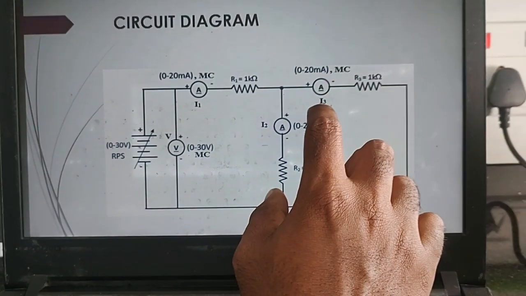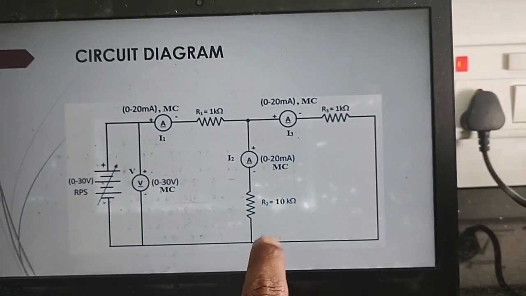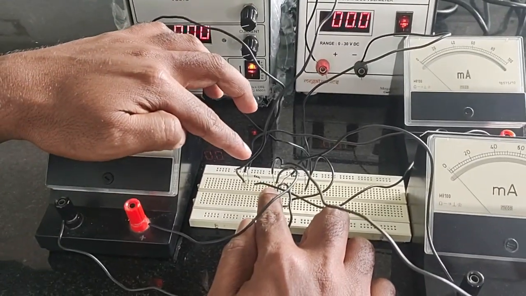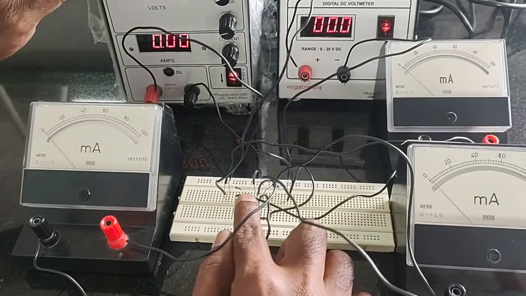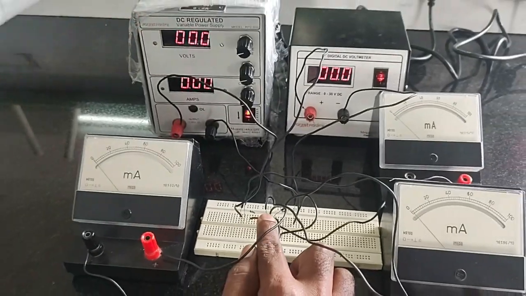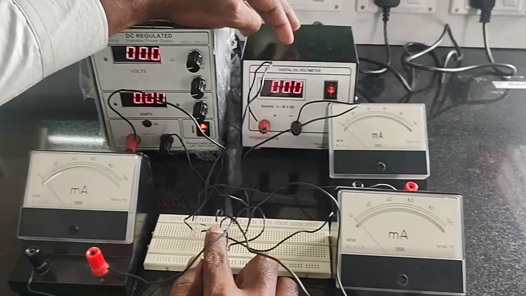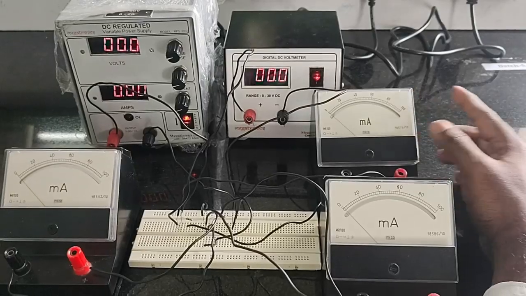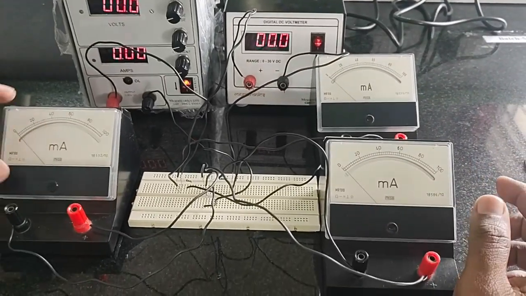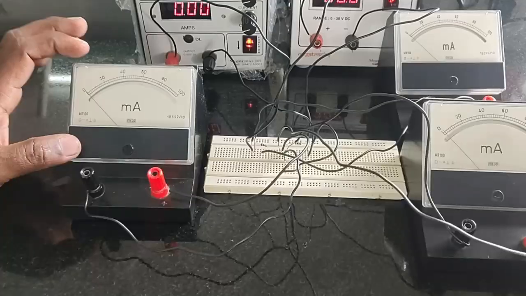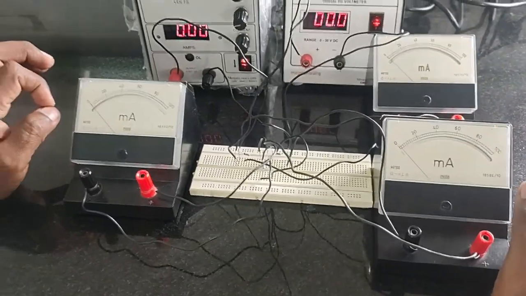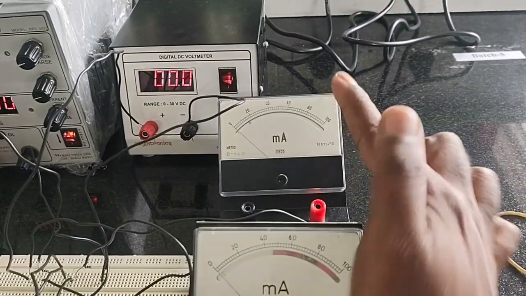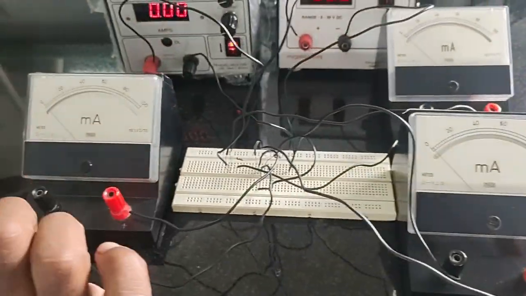As per the circuit diagram, we have to give the connection in the breadboard. We are connecting the 3 resistors as well as the input voltage RPS, then a digital voltmeter to measure the input voltage. This will be the input I1 current, this will be I2, then this ammeter is used to measure the I3 current. So, according to the Kirchhoff current law, I1 is equal to I2 plus I3.